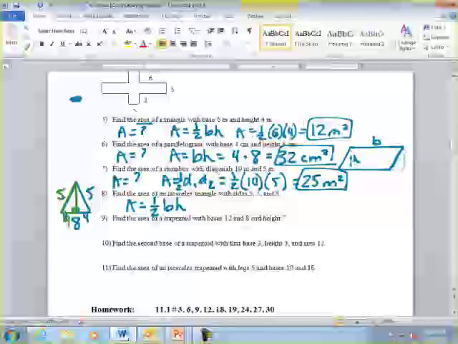How do I find that? Pythagorean theorem. 4 squared plus height squared equals 5 squared. That would give us 16. Subtract that out, gives us 9. So our height is 3. 3, 4, 5 is kind of a special triangle for us.